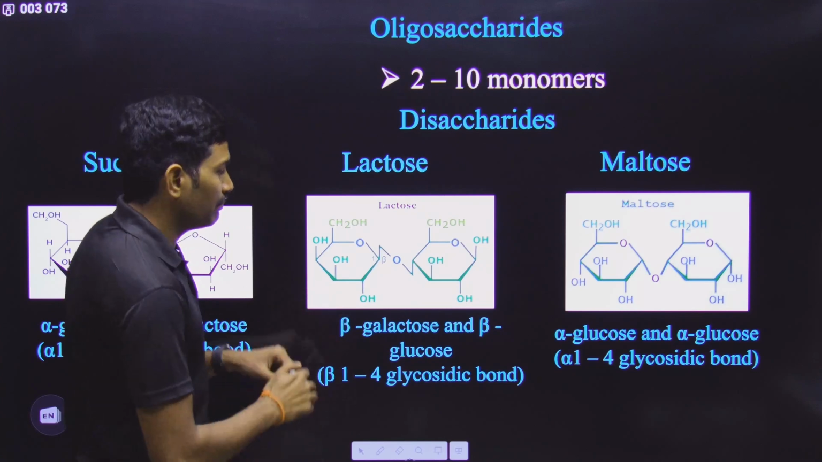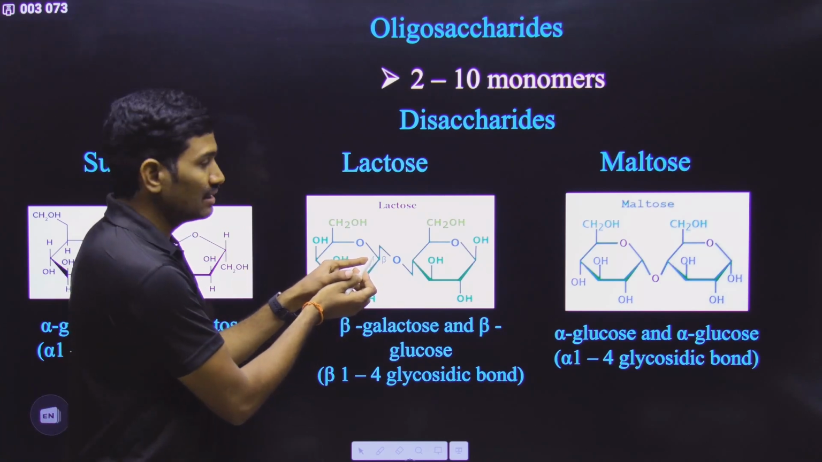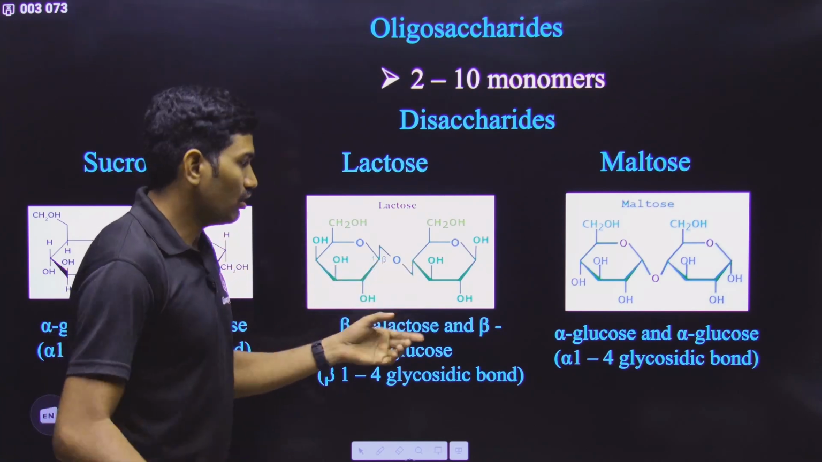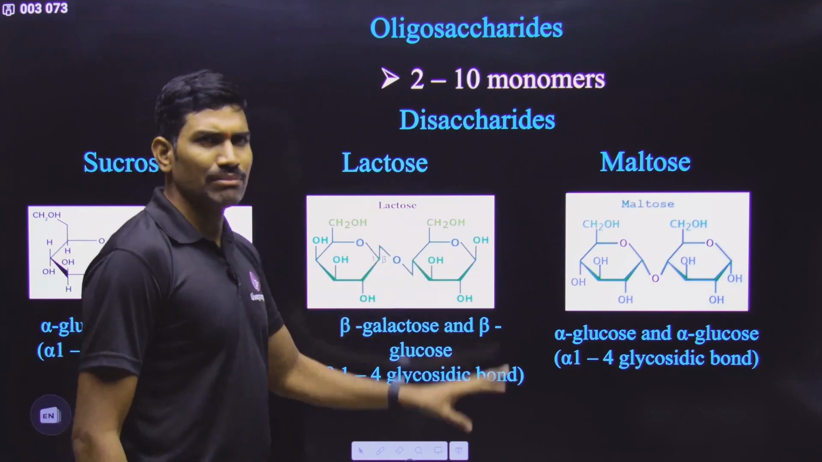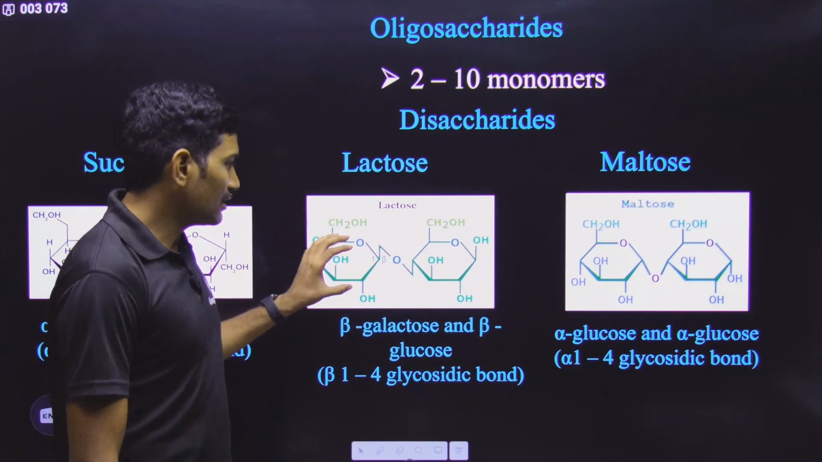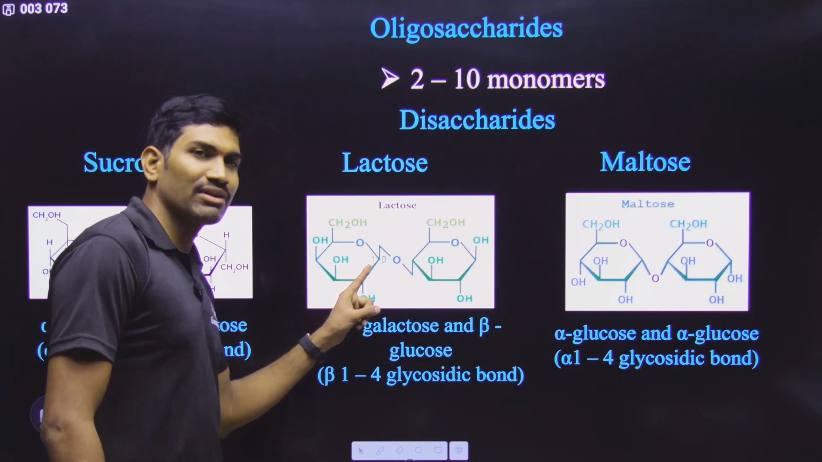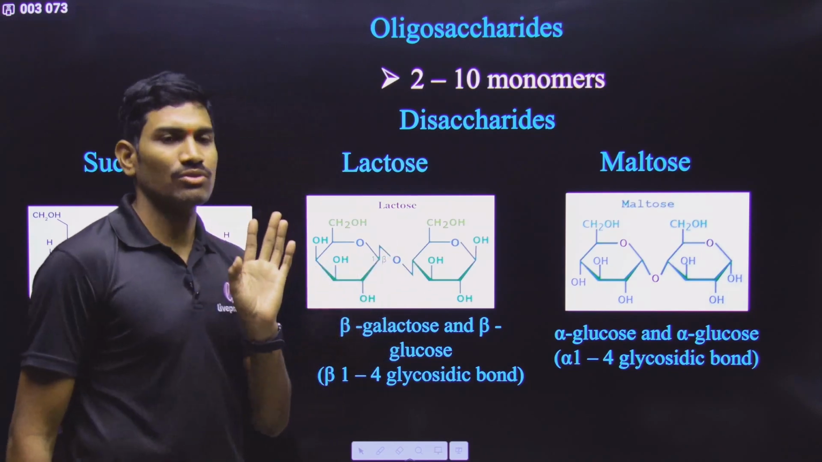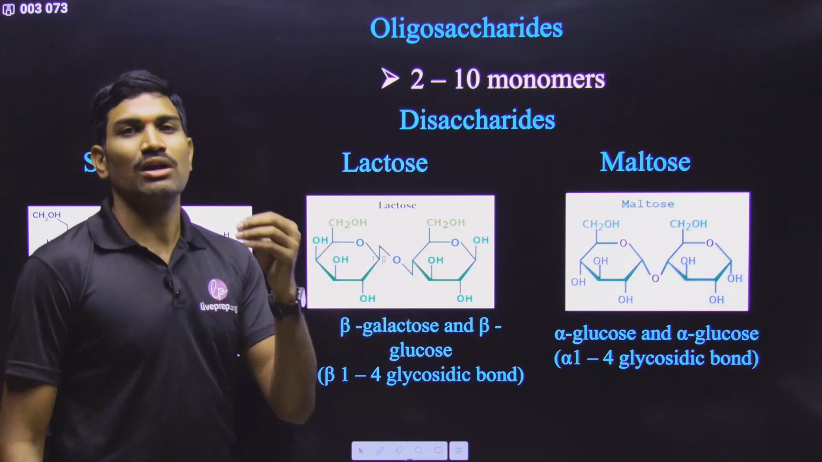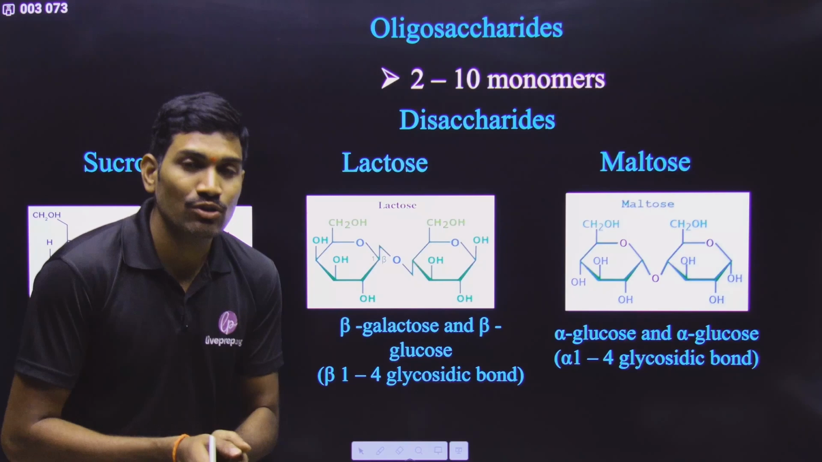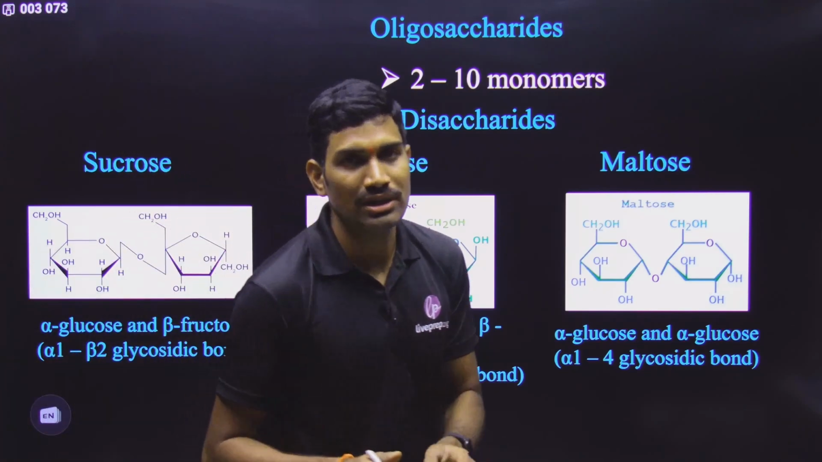In the beta galactose, first carbon is linked with fourth carbon of either alpha glucose or beta glucose, whatever it is. This is galactose, this is glucose. First carbon of galactose is linked with fourth carbon of glucose. This is how it is present. It is called lactose. Lactose is also called milk sugar.